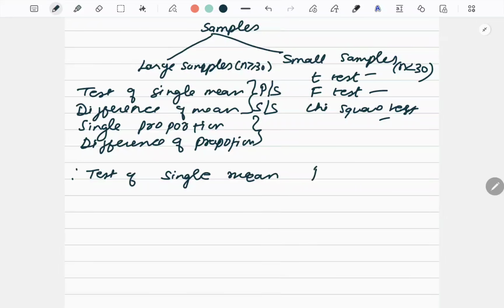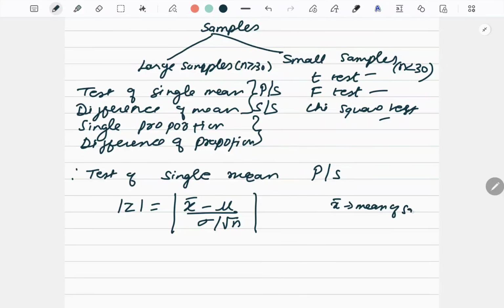This is basically population versus sample. So I'll calculate here Z as x bar minus mu upon sigma by root n. Now x bar is the mean of the sample. Mu is the mean of the population. Sigma is the standard deviation of the population.